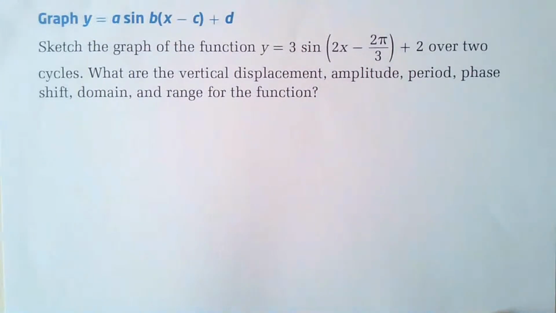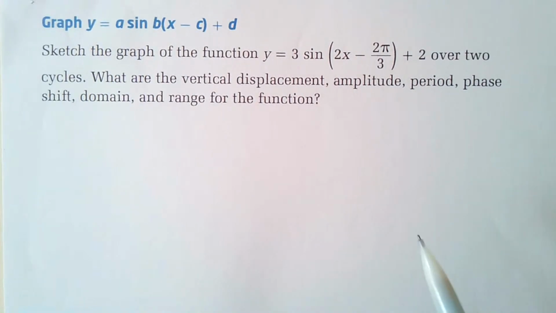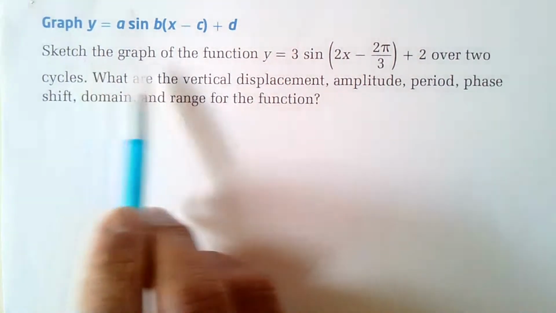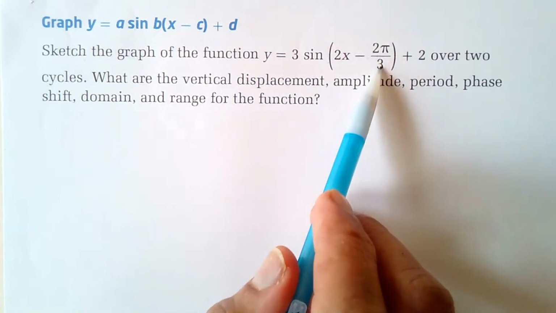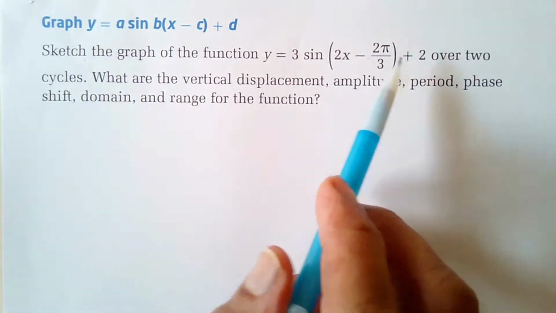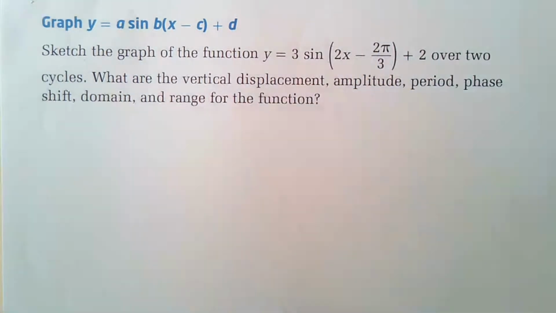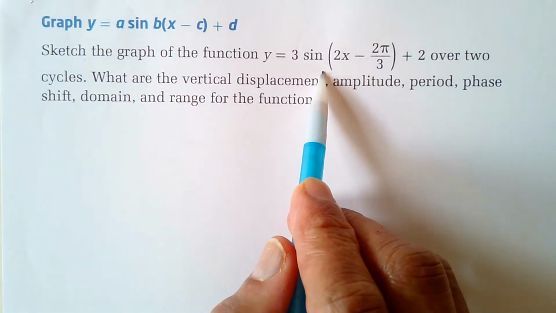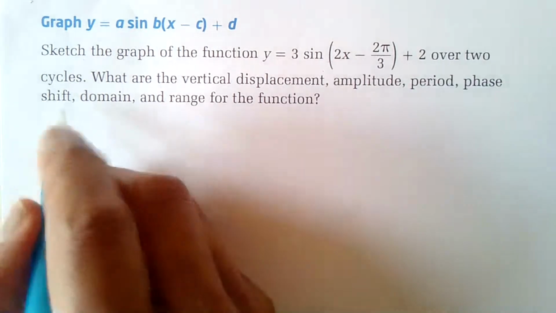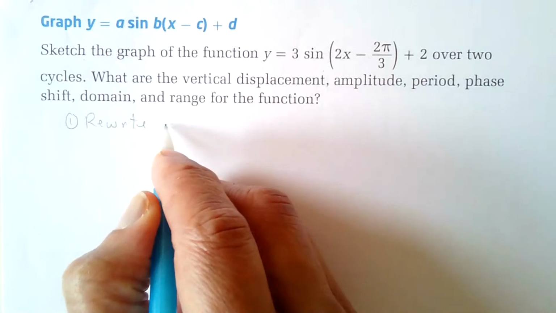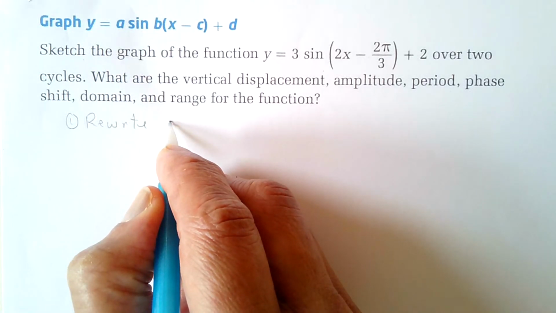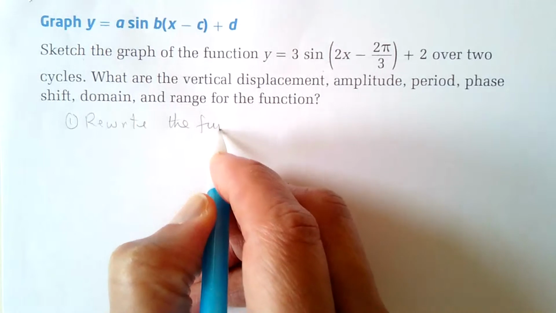So here we have one that has everything in it. Sketch a graph of the function y is equal to 3 sine bracket 2x minus 2 pi, with 3, plus 2. The first thing you want to do in this case is rewrite this function in standard form. So step 1, rewrite the function in standard form.